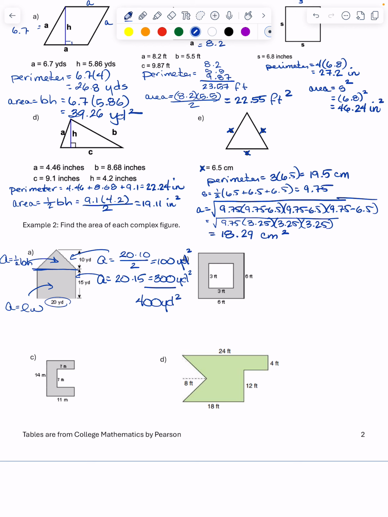And we like problems like A more than we like problems like B and C and D, because in A, I've got whole shapes, whole polygons that I'm adding together. We would much rather add up than take away. We are more comfortable adding than subtracting. But take a look at B. Again, this complex figure should say shaded. Find the shaded area.